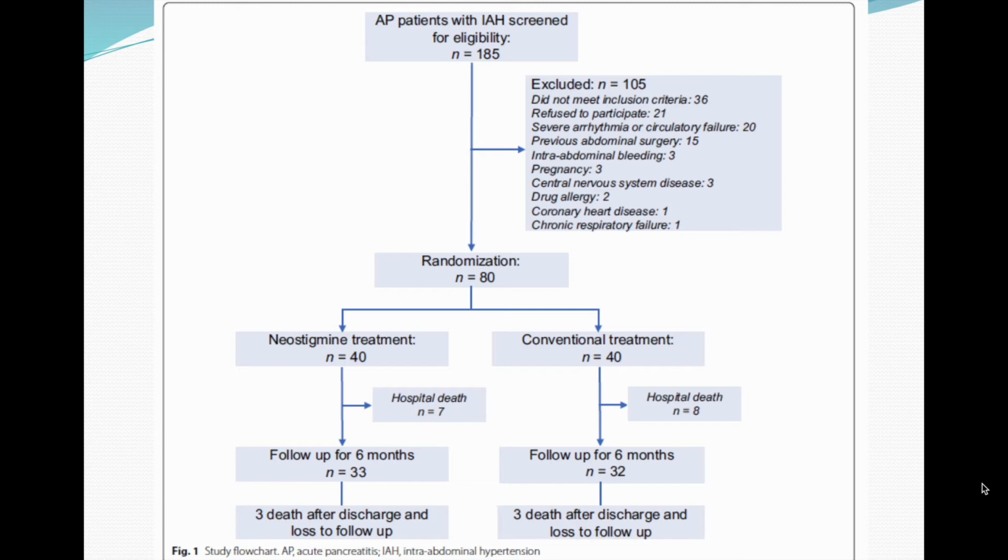Neostigmine group 40 and conventional treatment 40. It was 1:1 allocation. The number of hospital deaths was 7 in the neostigmine group and 8 in the conventional treatment group. On follow-up for 6 months, there were 33 follow-ups in the neostigmine group with 3 deaths after discharge and lost to follow-up, and the same in the conventional group, where 32 were followed up after the 8th death, with 3 deaths after discharge and lost to follow-up.